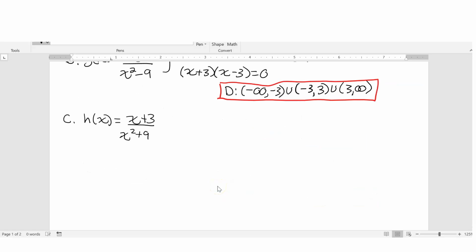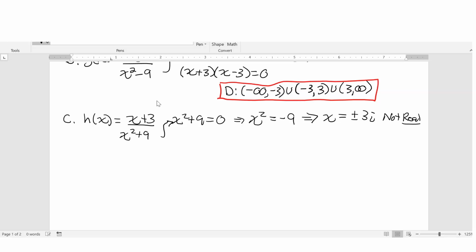In part C, they give us one more function to find the domain for. We have x plus 3 divided by x squared plus 9. Now, when we look at this example, if you were to solve x squared plus 9 equals 0, well, we'd get x squared equals minus 9. And technically, if you would solve this, take the square root of each side, eventually you would get x equals plus or minus 3i, which is not a real solution. Right? This is actually an imaginary solution. So in this case, the domain is all real numbers. This example is a little bit different, but it is a good one to look at.